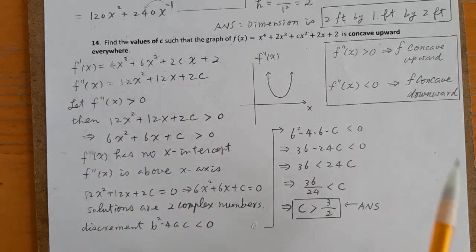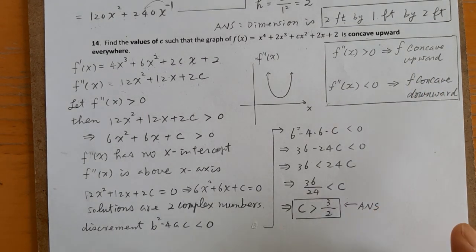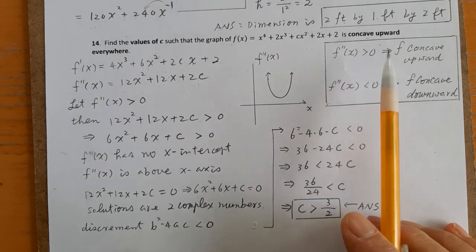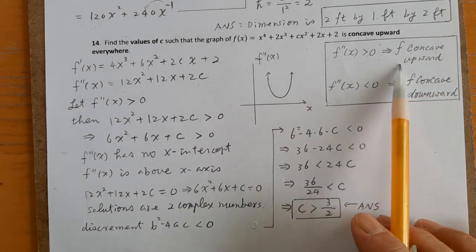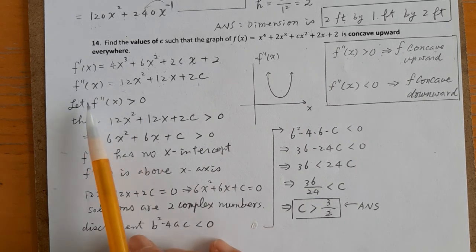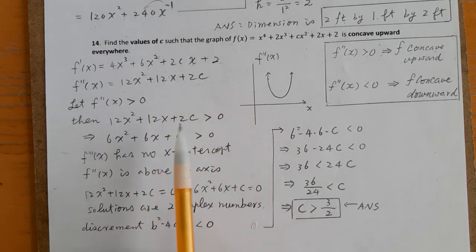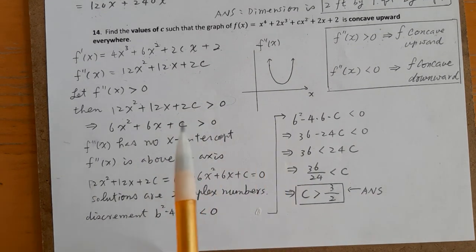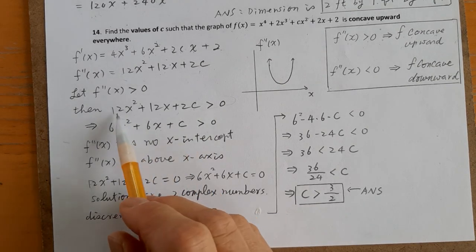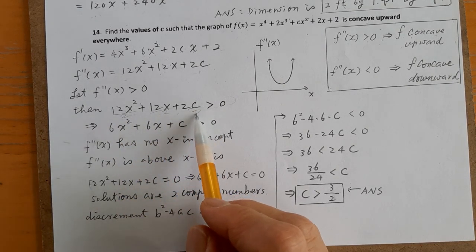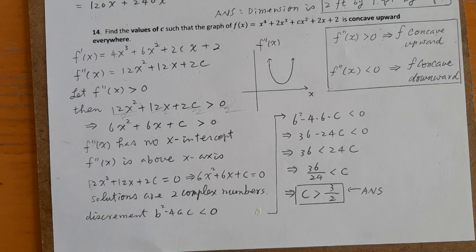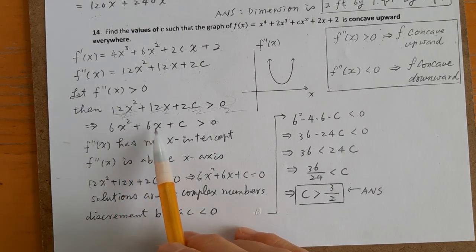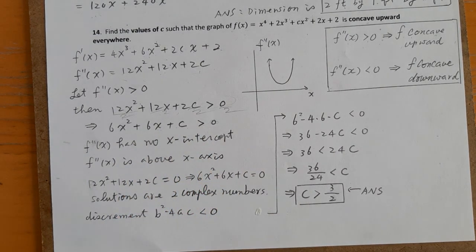For this second derivative, to be concave upward it needs to be positive. So the graph is concave upward when the second derivative is greater than 0, which is 12x squared plus 12x plus 2c greater than 0. Then you can cancel the common factor 2, dividing by 2, and 0 divided by 2 is still 0. So we get 6x squared plus 6x plus c greater than 0.